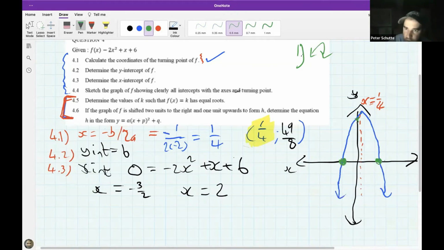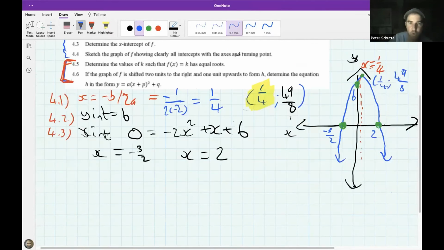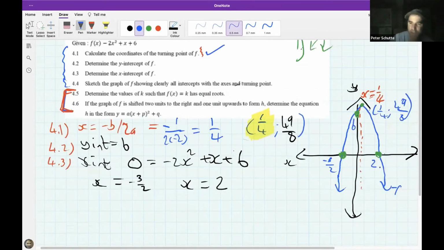So those are the important points that we have. And then I'm going to label them. It's minus 3/2. It's going to be 2. It's going to be 6. And the turning point here is going to be 1/4, 49/8. And the function was called the function f. And so we label it with f.